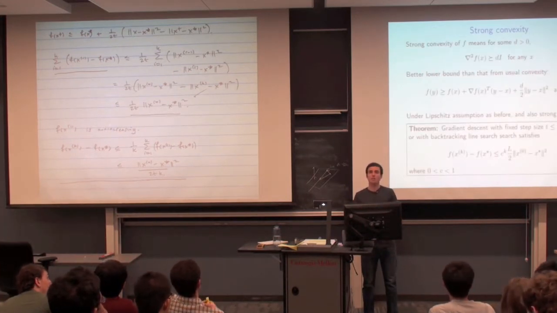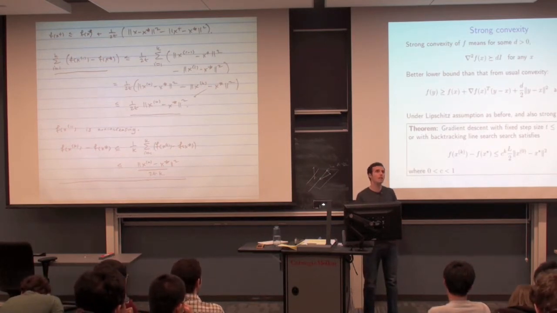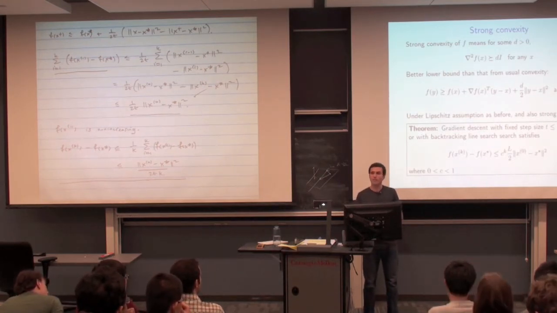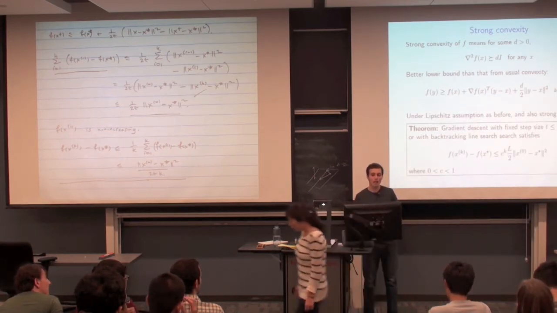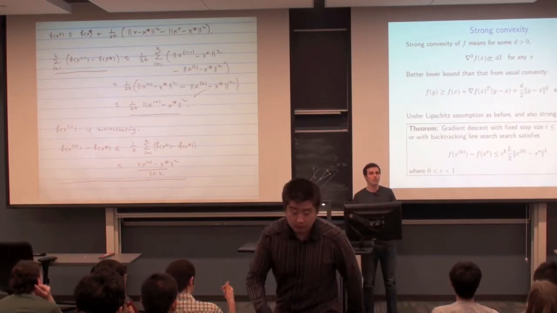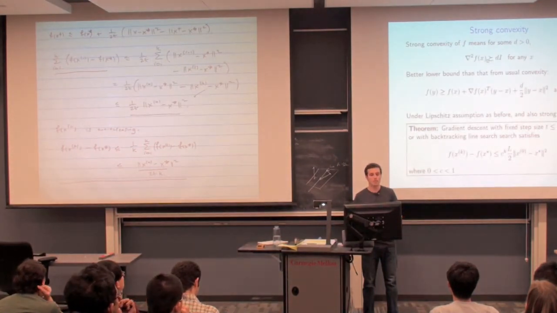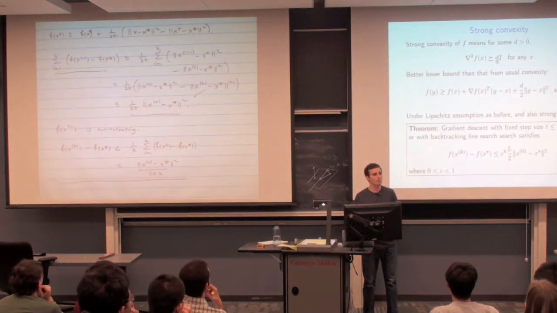We're just going to state a result for strong convexity. We're not going to prove it. It's actually proved in your textbook if you want to look at it. Strong convexity is a condition that we learned last time. It basically says that the smallest eigenvalue of the Hessian matrix is uniformly bounded. So if I look at all x, the smallest eigenvalue of the Hessian matrix is lower bounded by, say, d.